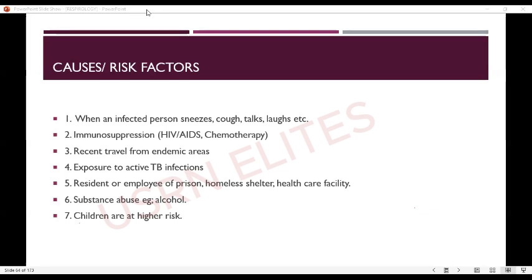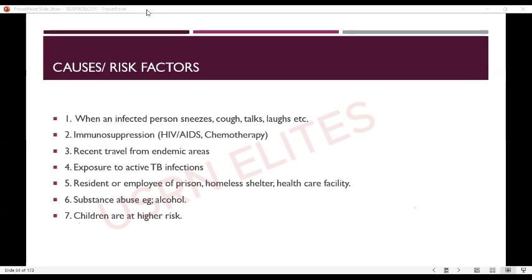TB. Then 2, immunosuppression. As I said, immunosuppression. When you are HIV positive, you don't take your medication, so your viral load keeps on increasing. You are under chemotherapy for cancer, okay, or you are taking steroids. All this will diminish your immune system or suppress it. So it becomes difficult for the immune system to fight the bacteria when you inhale it, and it can put you at risk for getting tuberculosis.